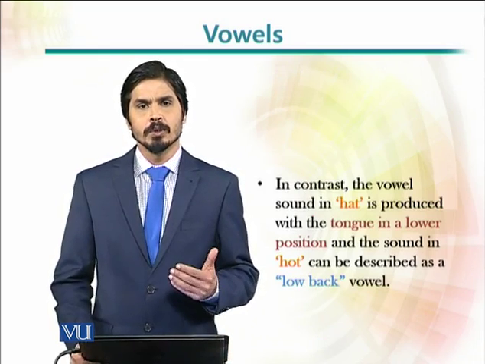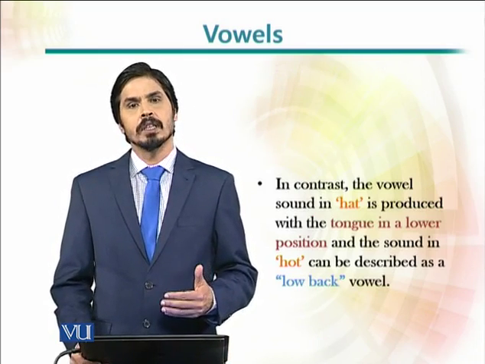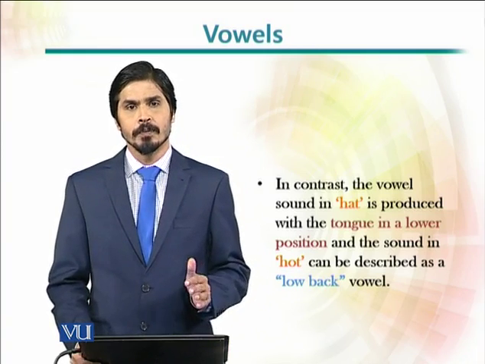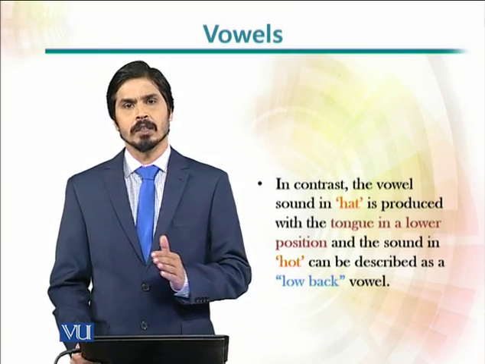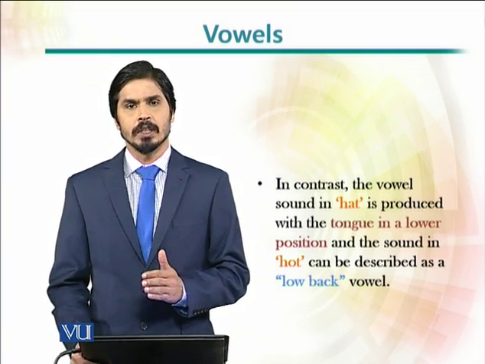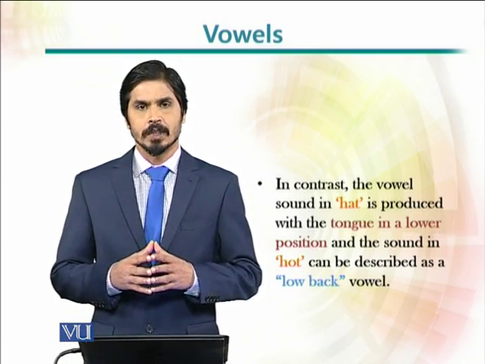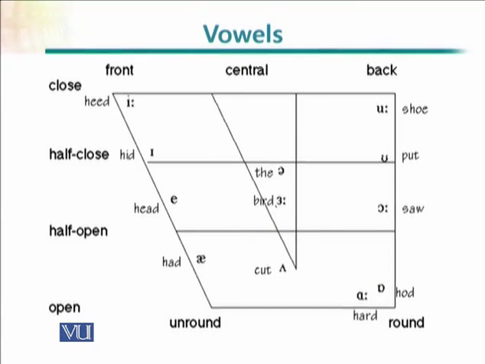In contrast, when we produce the word hat, we produce it with the tongue in a lower position, and the word hot is also a low back vowel, which is in contrast to the vowels we already discussed in the form of heat and hit. This table would probably explain to us various vowels and the positions of the tongue when they are produced. If we see, we have front vowels in the words heat and half closed head, half open head.